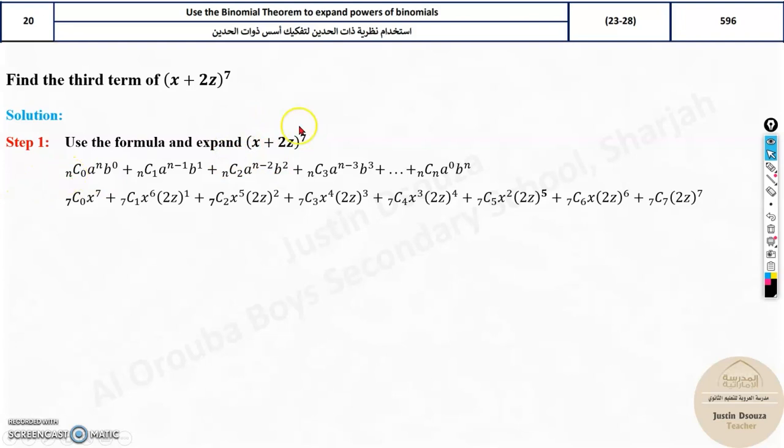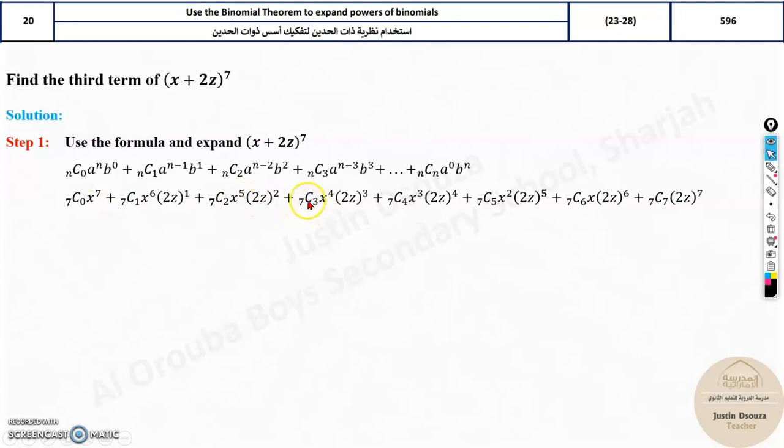How do you do it? See, n is how much? It is the power. N is 7. It starts with 7 now. That does not change. It's 7 till the end. Now you start with 0, 7C0. Which is the first term? It is x to the power 7, that is a. The next term will be power 0, that is 1. So you don't need to write it, because power 0 is nothing. It'll become 1. And then 7C1, x will reduce by 1, so x power 6, 2z to the power 1. Same way, 7C2, minus 2 from 7 will be 5, and then 2z squared.